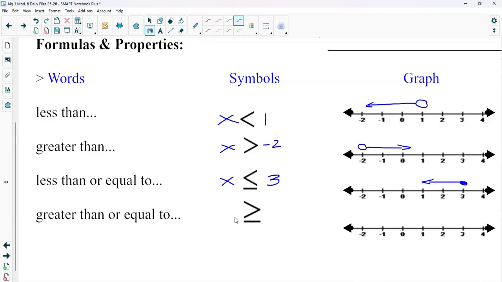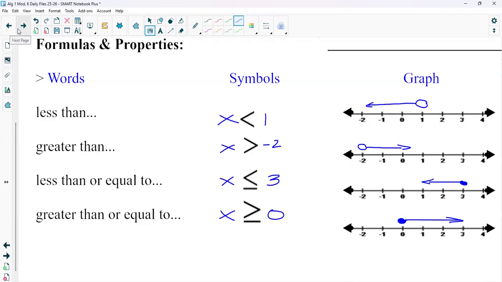And our last one here, if we have x is greater than or equal to 0, we're going to go to 0. We're going to fill in that circle and make a closed dot. And then we are going to the right because we are greater than this number. Numbers that are greater than 0 include 1, 2, 3, 4, going on forever, as well as every decimal or fraction above 0.